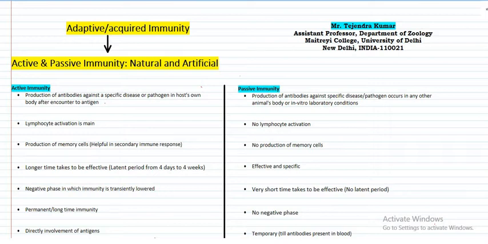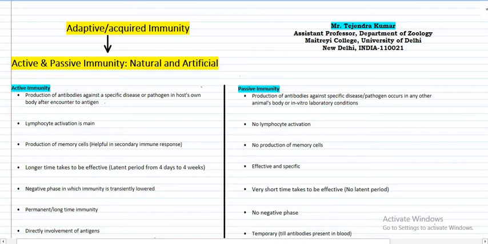I want to say that for active and passive immunity, I will discuss all these points side by side in comparison, so that you can understand what the conditions are in active immunity, what the conditions are in passive immunity, and so on. Okay, so first of all, I'm coming to active immunity.